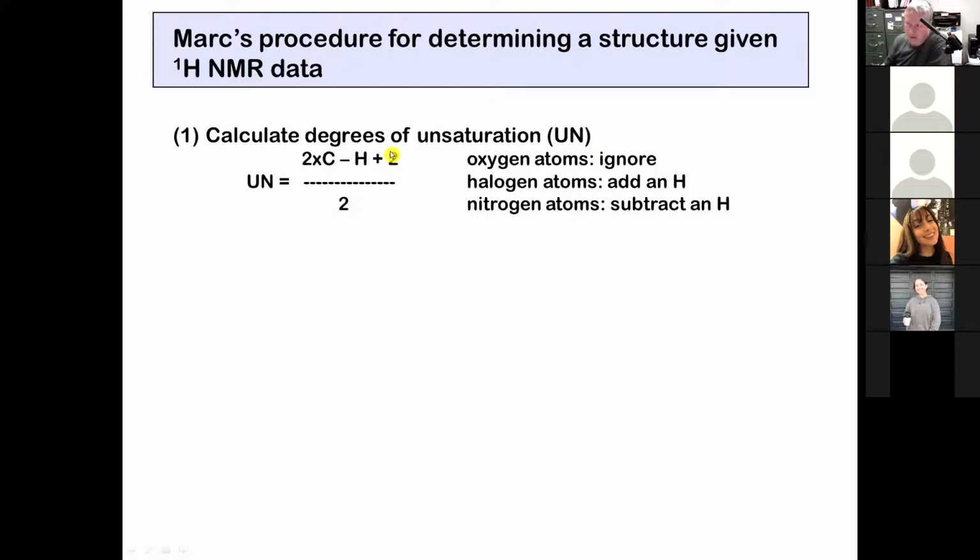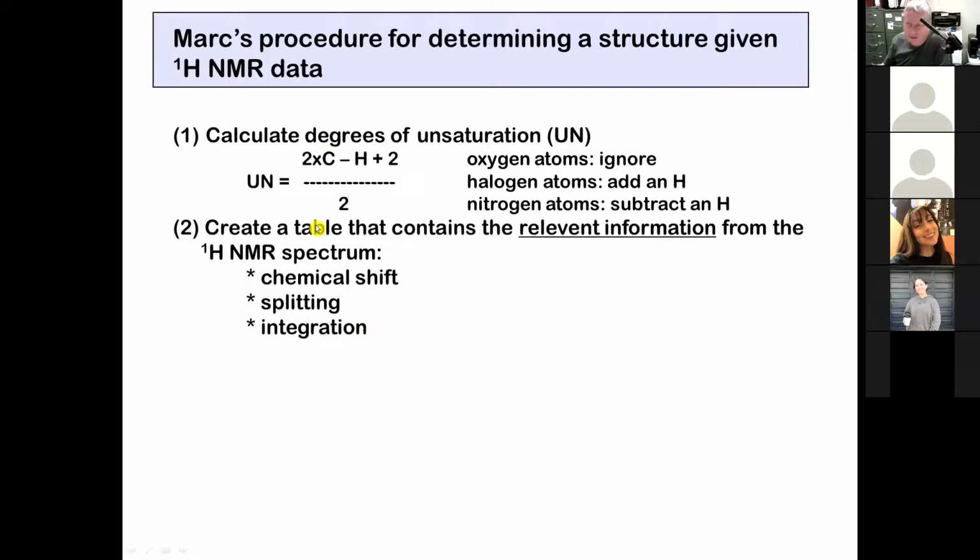Remember also the plus 2 is done aside from the minus H. So maybe a better way to do this would be 2 times carbon plus 2, minus H. You have to make sure you do the plus 2 outside of the H. It's not like there are parentheses around this. It's not like minus parenthesis H plus 2. Don't do that. And if you ever get a UN that's fractional, like 3.5, that's wrong. The meaning of UN, again, is the number of either double bonds or rings.